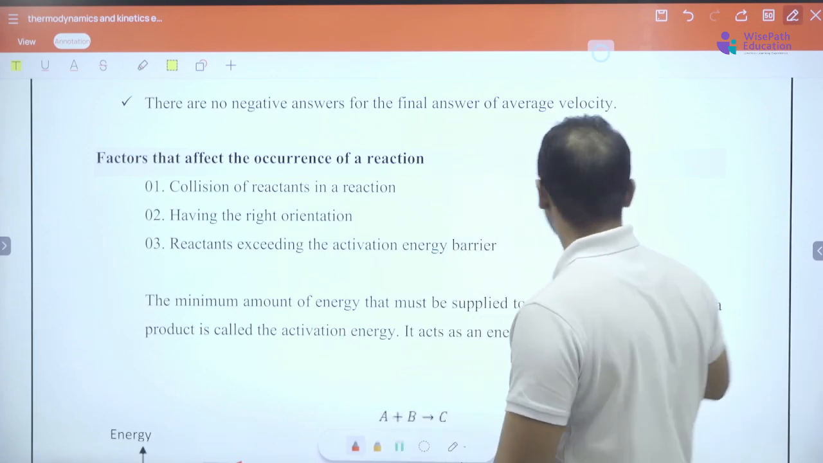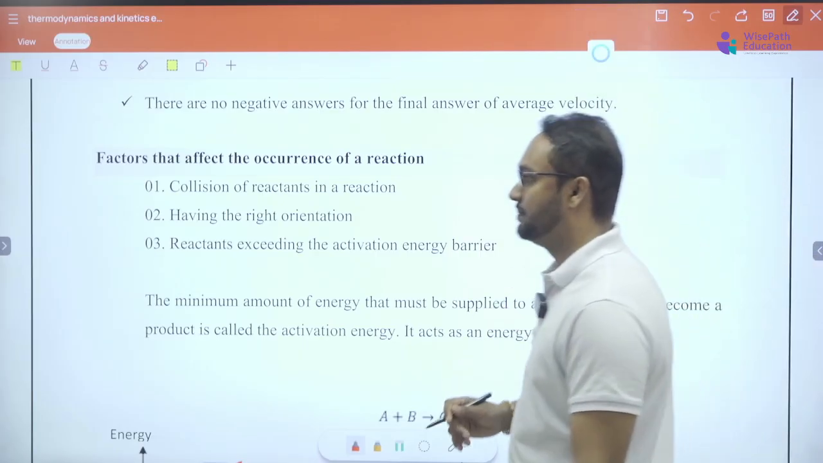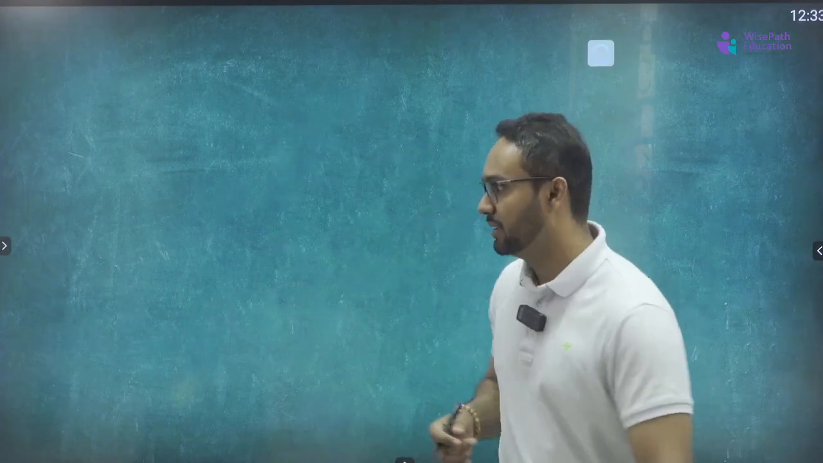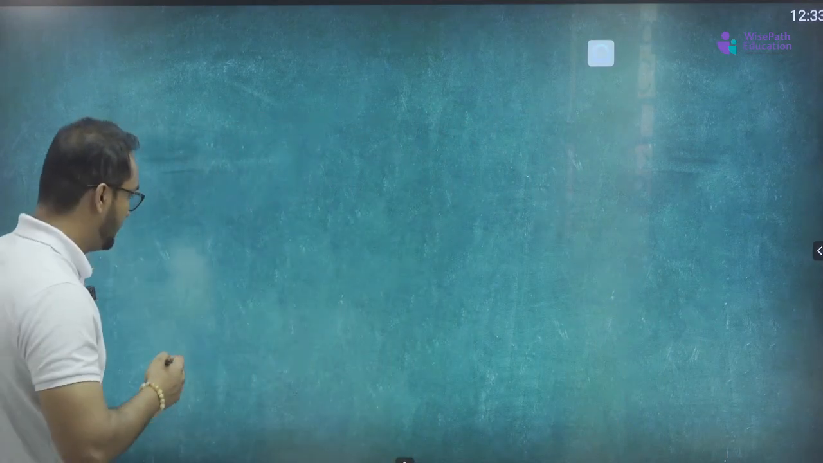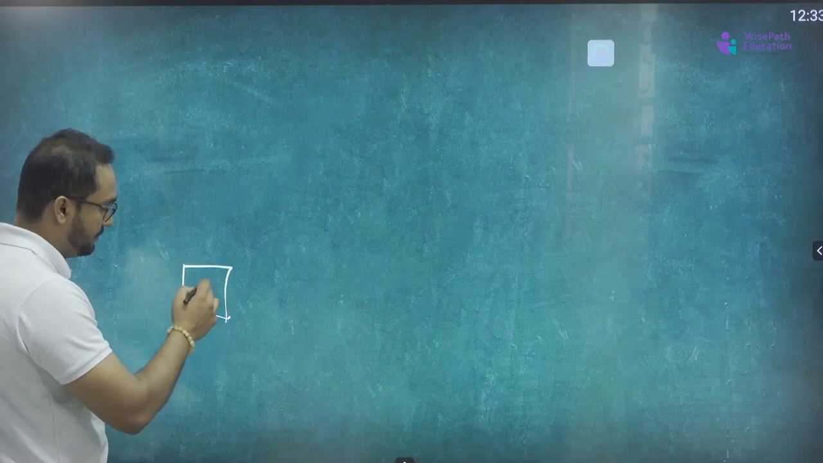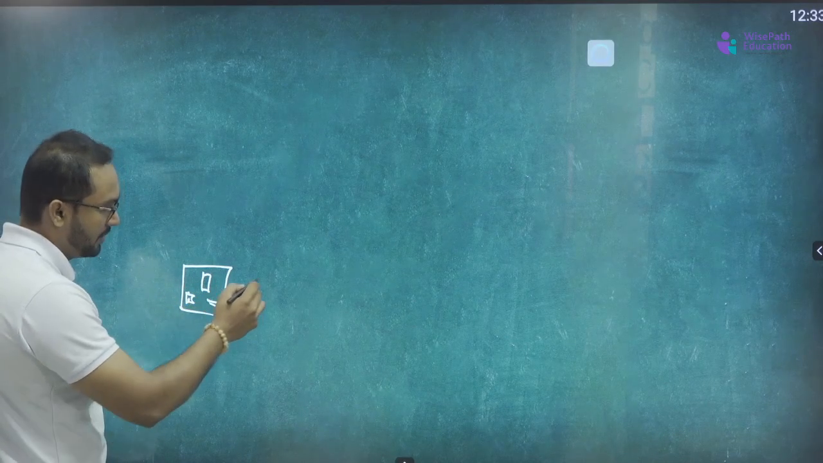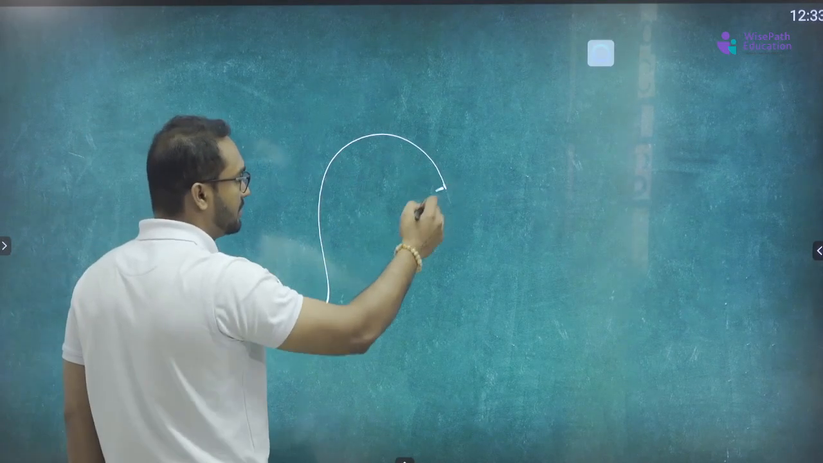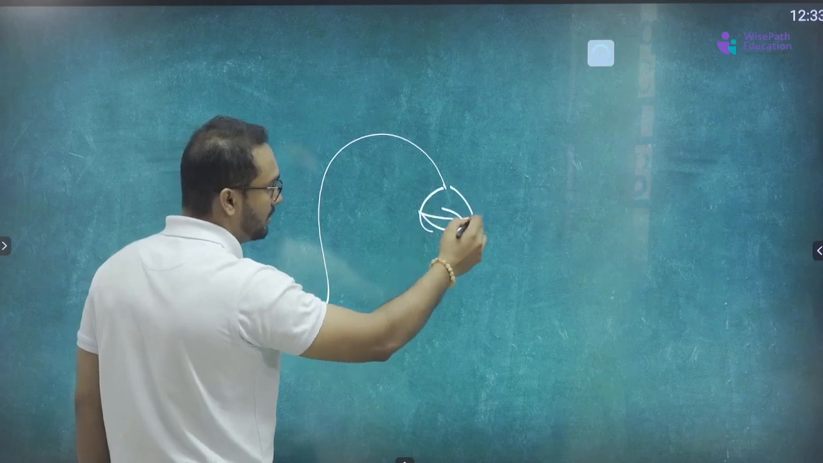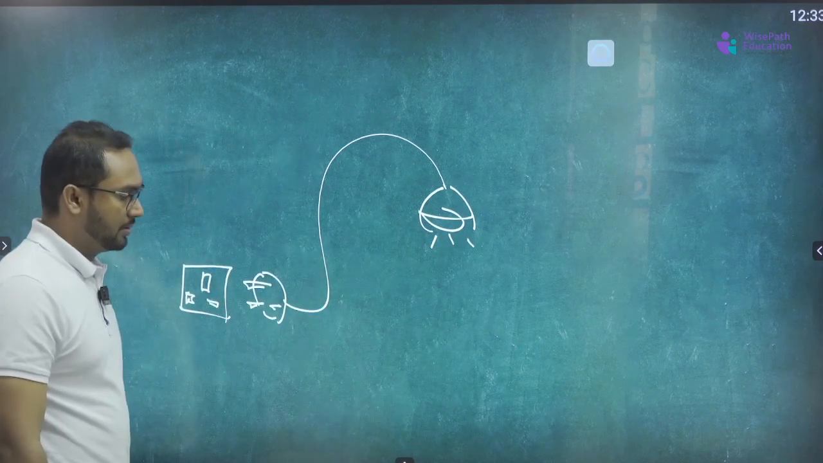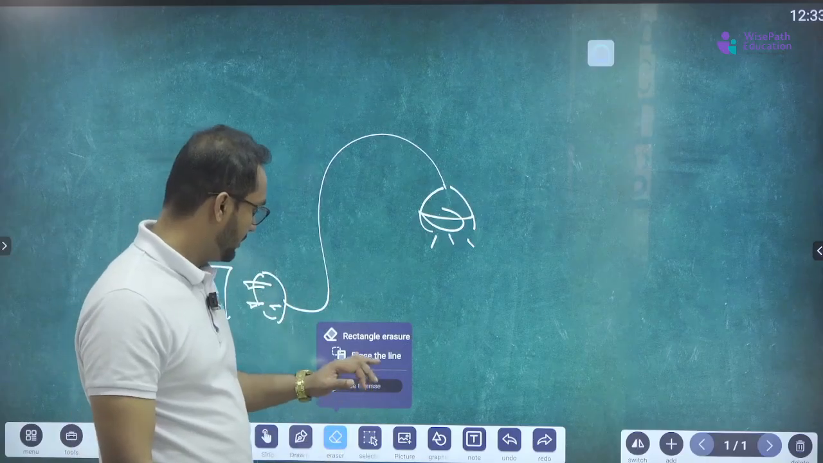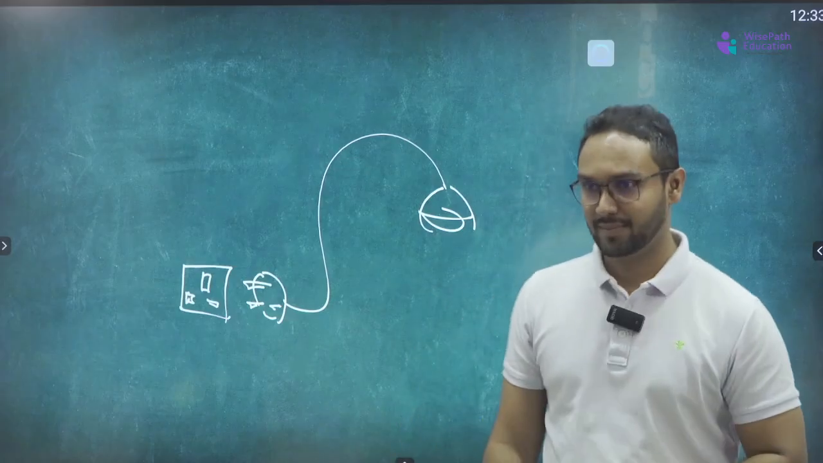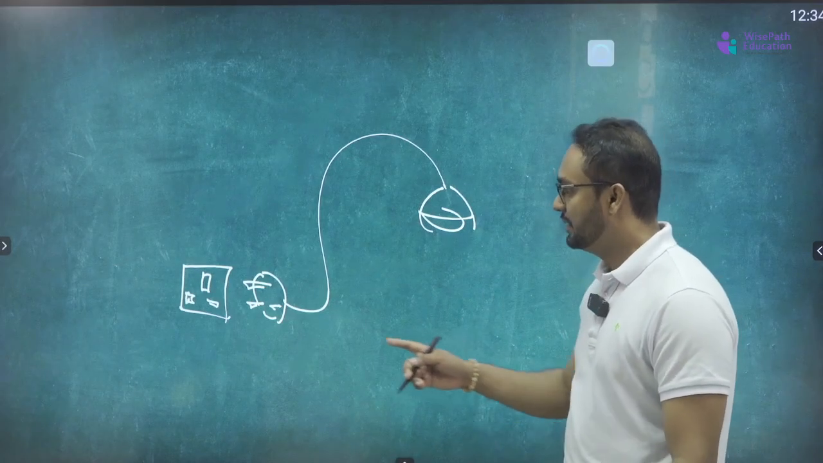Right, so these are the factors. We will discuss this. Come to the point. The factors affecting the occurrence of a reaction, these are the things. Now think of it this way, it's very simple and easy. Now there's a plug, right? And this is a plug top or something, you see. It's a wire, it's a bulb, right? Now there's no light yet. This is the system.